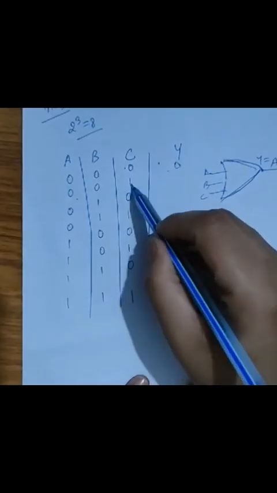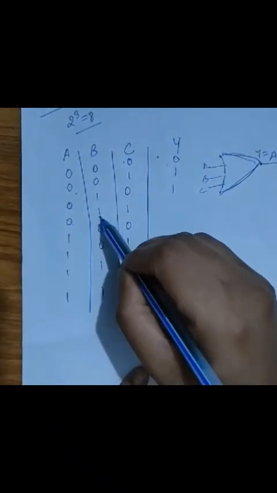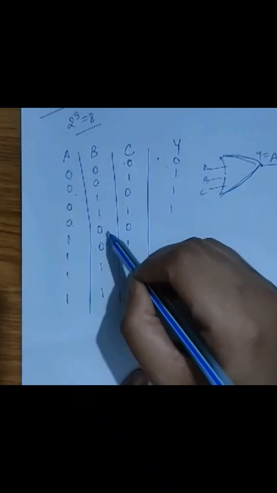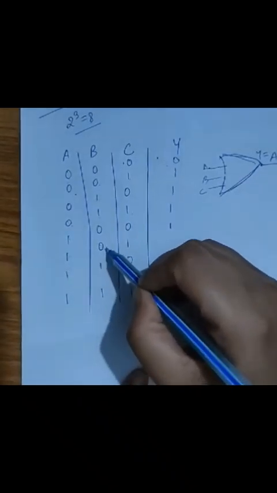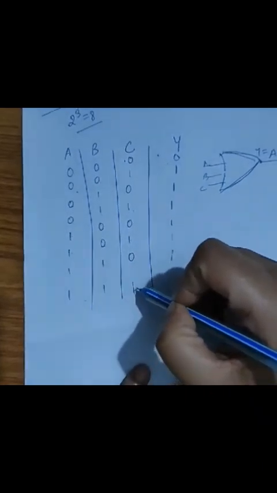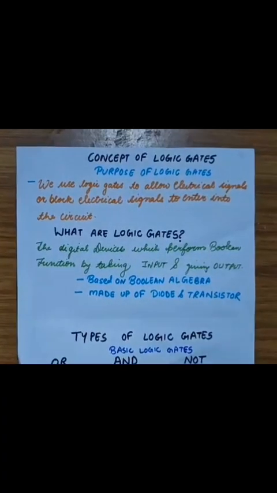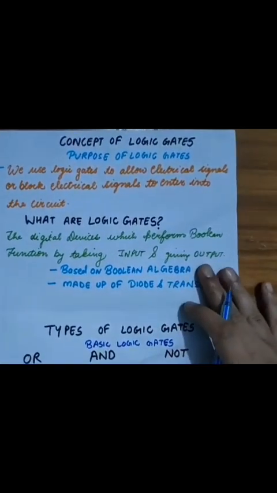So 0 plus 0 plus 0 is 0, 0 plus 0 plus 1 is 1, 0 plus 1 plus 0 is 1, 0 plus 1 plus 1 is 1, 1 plus 0 plus 0 is 1, 1 plus 0 plus 1 is 1, 1 plus 1 plus 0 is 1, and 1 plus 1 plus 1 is 1. So basically in the OR operation, this is how you plot a truth table. And since it is an OR operation, at least one of the inputs should be high so that the output is also high. So now we'll study about logic gates.